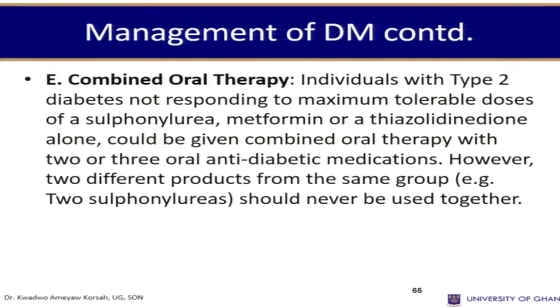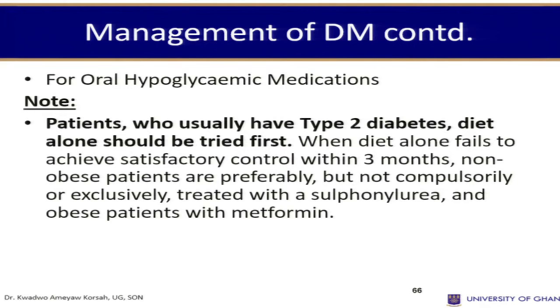And then we have the combined therapy. Individuals with type 2 diabetes not responding to the maximum tolerable dosage of sulfonylureas or metformin or thiazolidinediones are also put on combined oral therapy with 2 or 3 oral anti-diabetic medications. However, 2 different products from the same group, for instance, 2 sulfonylureas, should never be given to a patient.